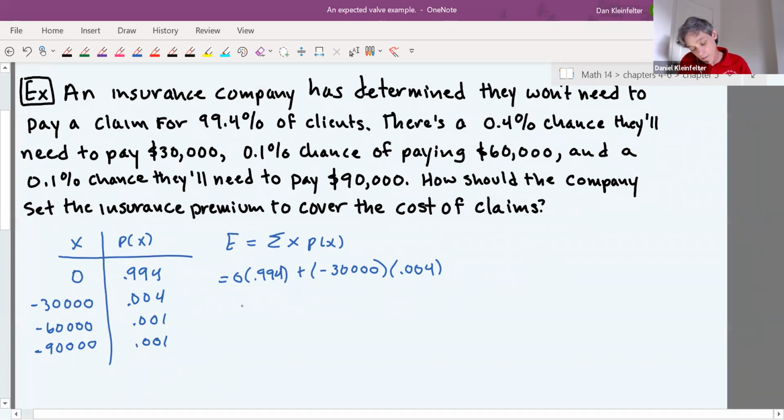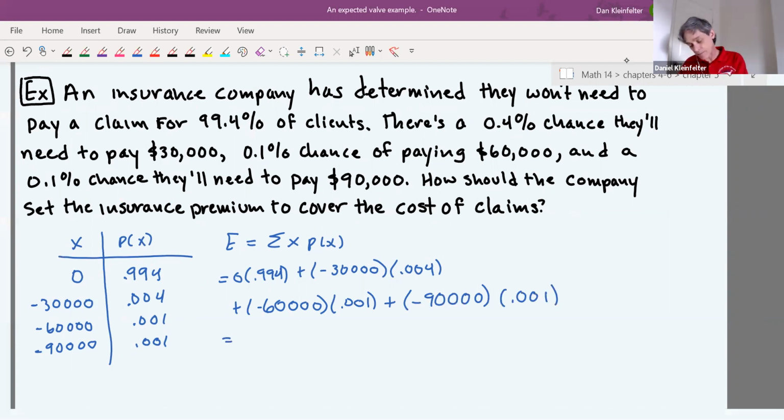And then let's just go ahead and put the others down here. Negative 60,000 times 0.001. And then negative 90,000 times 0.001. Okay, and so then let's see what we get. All right, so what we get is negative 270. So how to interpret that?